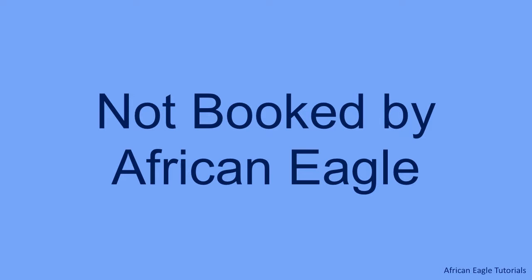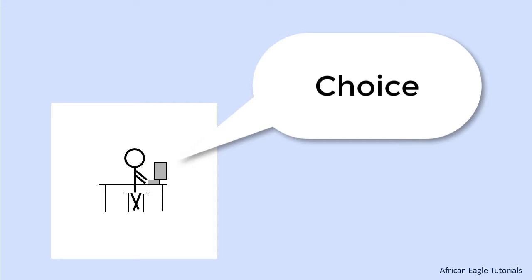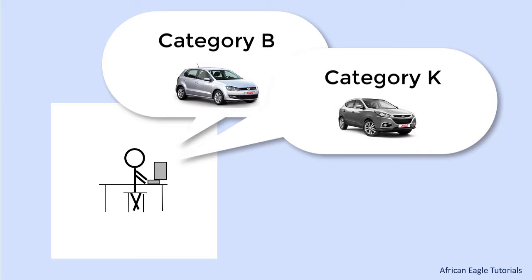Hello, in this video I'm going to show you how to use Not Booked by African Eagle. This function is used when a service is added to or kept in a project for the sake of the rates only. This is sometimes necessary if we want to give the client a choice of services, for example, different categories of car rental such as B, K and N.